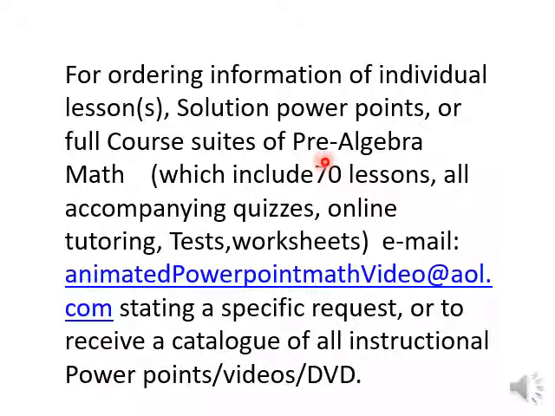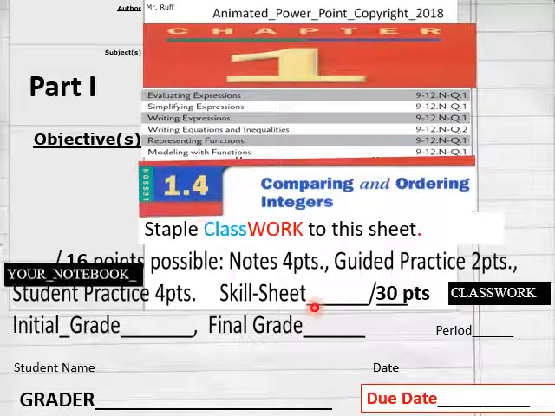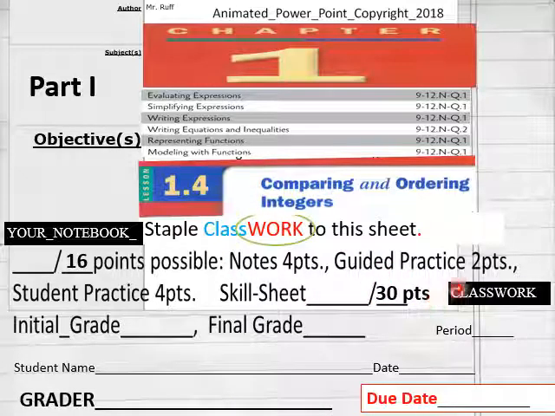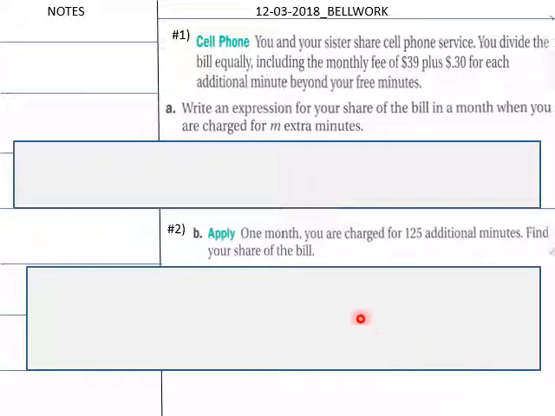Hello everybody, we're getting ready to do lesson 1.4 part 1 pre-algebra math today. The classwork sheet has 30 points on it. Have that out in front of you. Your notebook will have 16 points worth of notes to take. Name, date, period, students, on your classwork sheet. Due date for onliners and homeschoolers.